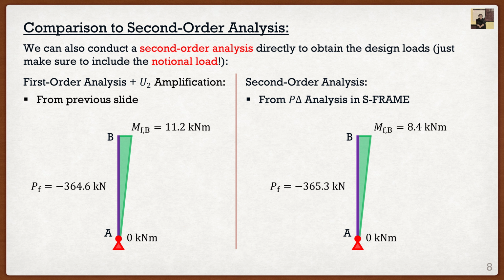And then the moment at B was 8.4. So as we can see, there's a little bit of conservatism, but once we get into higher moments, which we'll see in the next slide, it's actually not that bad, where the difference between the two methods is usually plus or minus 5 kilonewton meters. It just looks bad right now because the moment at B using this method was already so small to begin with.